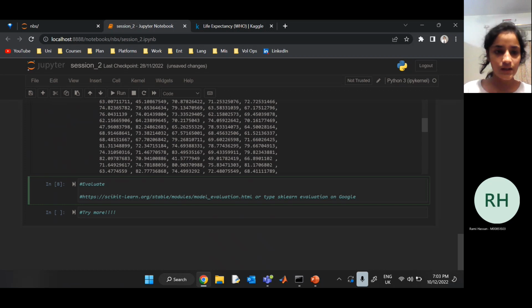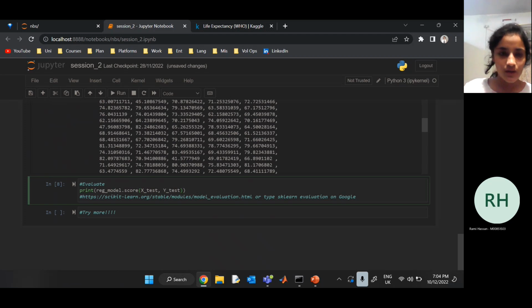So for getting the coefficient of determination to see the correlation, I just have to use this function, like model dot score. I'm supposed to send it my X test, obviously, and I'm going to send it Y test because it has to check with the actual values, and that's how it calculates the error, right?